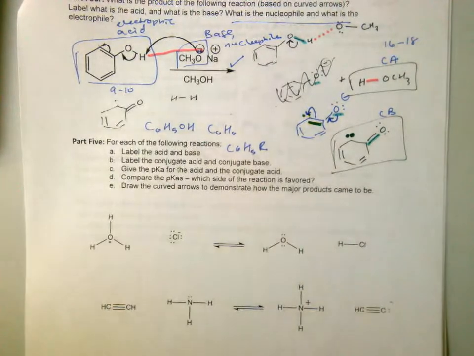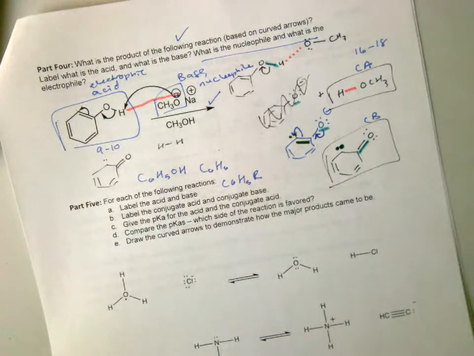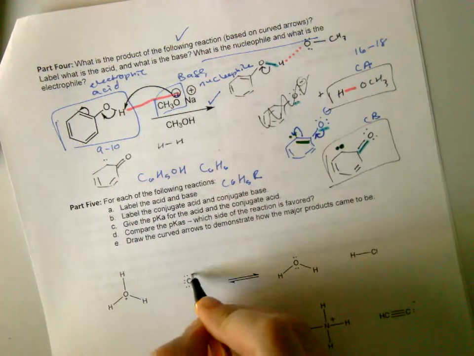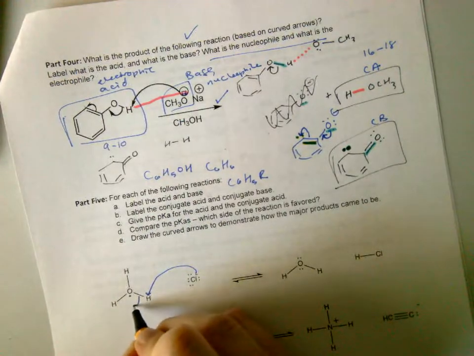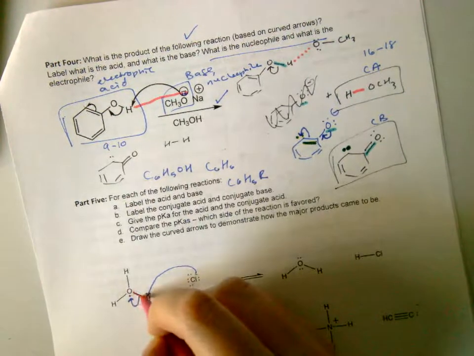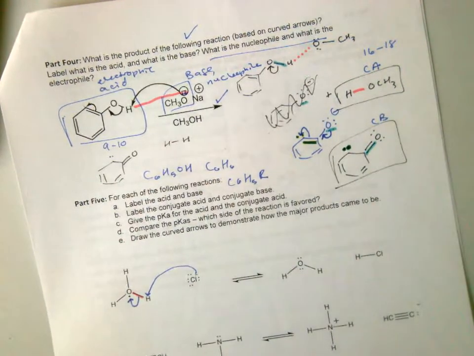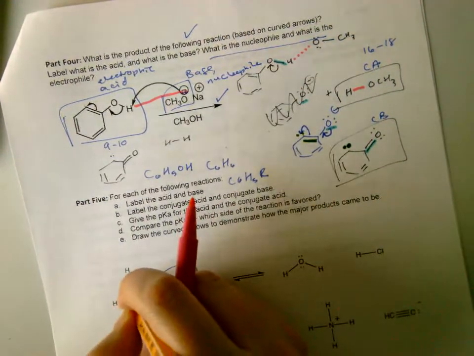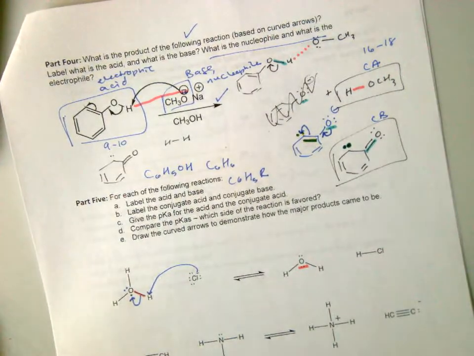Okay, now for the following, we'll do the same thing. Label the acid, base, the conjugate acid, conjugate base, give the pKa's, and draw the curved arrows. I'm going to start with the curved arrows because that makes the most sense to me. So the chlorine will attack and take one of these hydrogens, doesn't matter which, and then this bond will break and form a lone pair here. There's already a lone pair that's not drawn in on this side. This bond becomes the new lone pair, doesn't matter which, they're essentially the same.